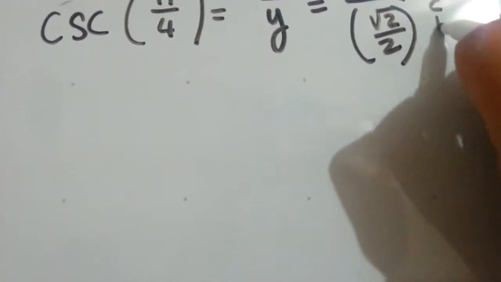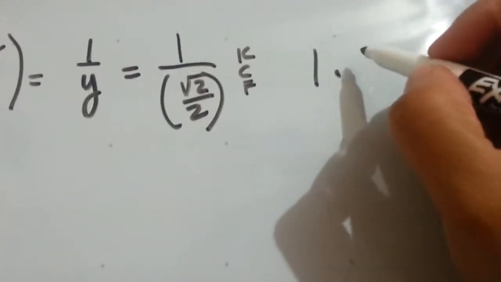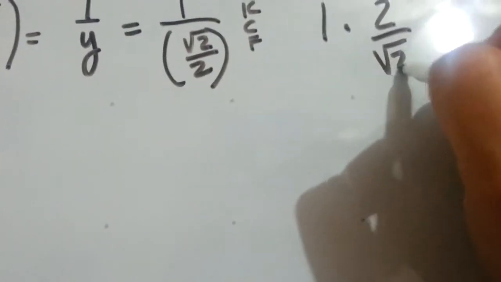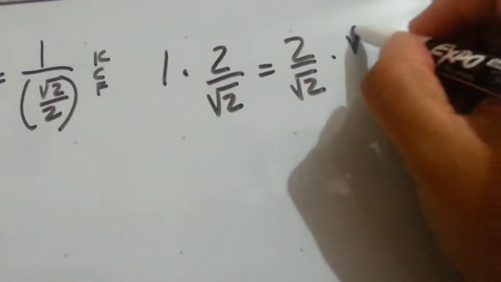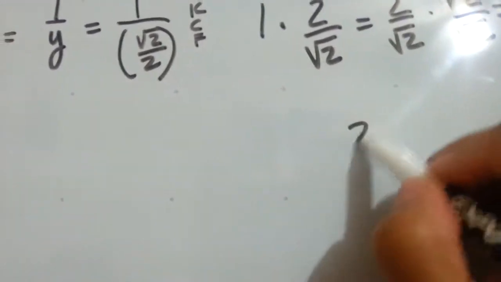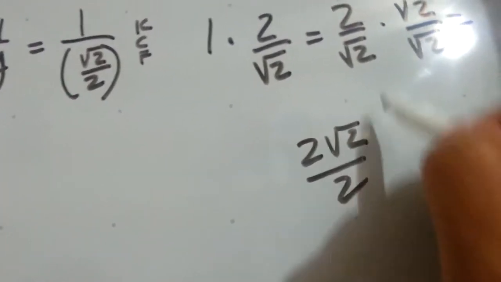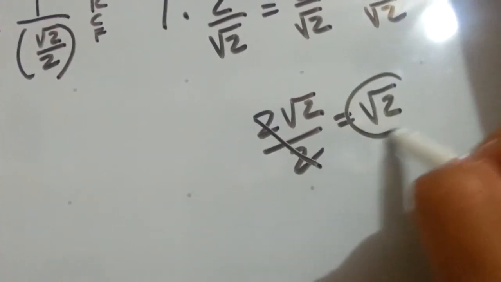Once again, keep, change, flip. So it's going to be 1 times 2 over the square root of 2. We can't have the square root of 2 in the denominator. So you get 2 root 2 over 2. These become a regular 2. That cancels and you get the square root of 2.